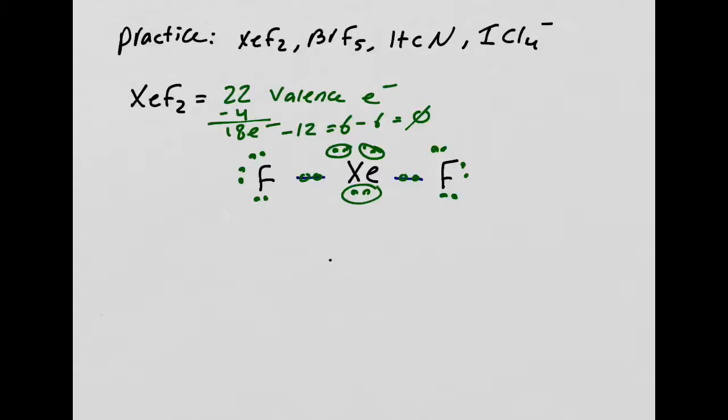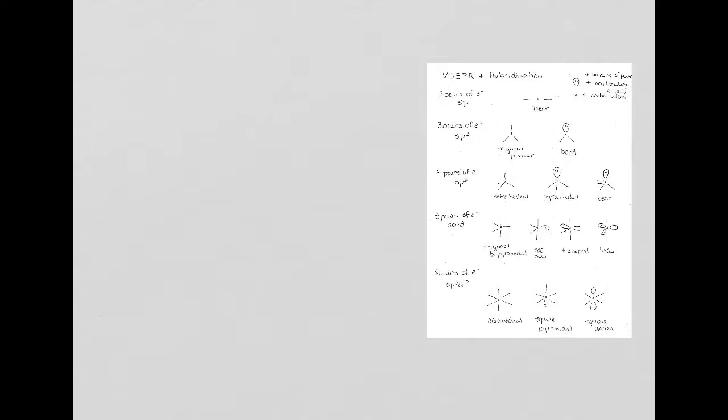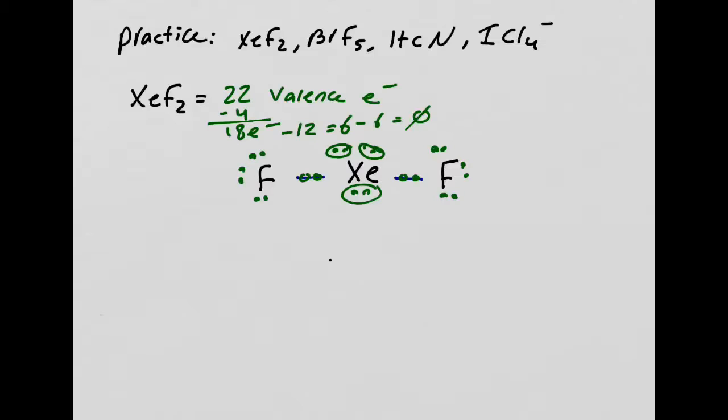So as we said, F is happy. F is happy. Is xenon happy? It has 1, 2, 3, 4, 5, 6, 7, 8, 9, 10. It is more than happy. It has 10 electrons, and we said it's okay to have more than 8 as long as you're not on the second row of the periodic table. What is the geometry? Here's the VSEPR geometry. The geometry is linear. The geometry is linear because you have a center atom, 3 lone pairs, and 2 bonds.